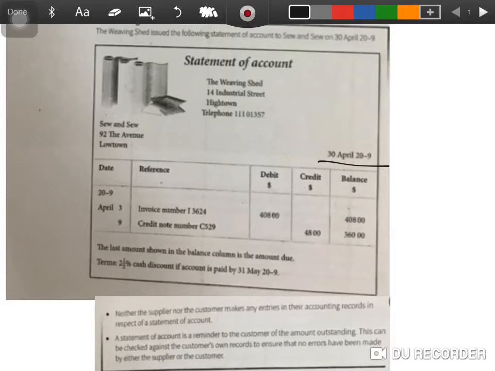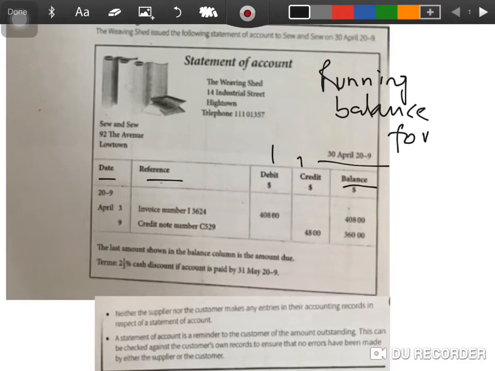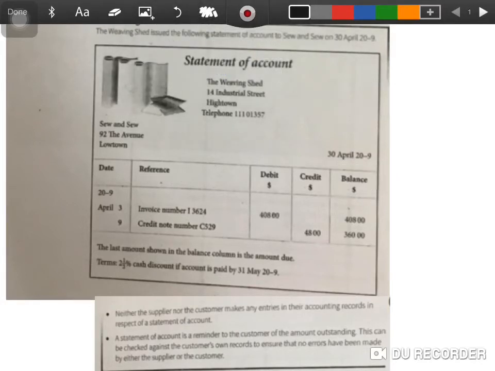Now it has columns: date, reference, debit, credit, and the balance. A statement of account is basically made using the three-column format of a T account, which is called a running balance format, and most of you must be familiar with this already. It is called a running balance format because it gives you the balance after every transaction. So a statement of account is usually made in this format only, right?